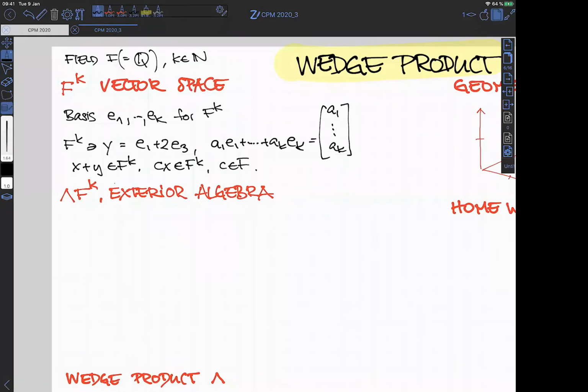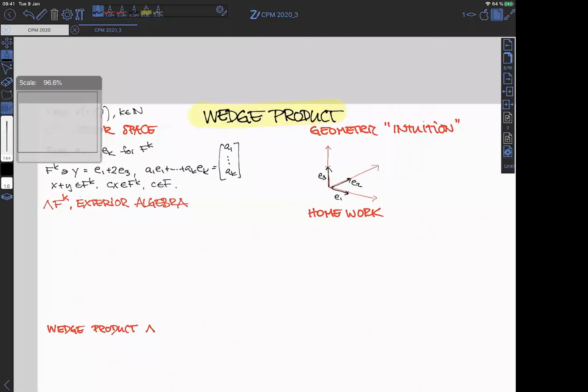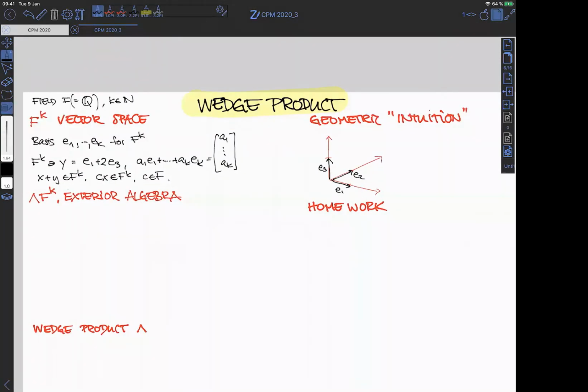Okay, this is all well known, and we have some kind of geometric intuition about these things even. So E3 we can view as something that points in a direction. And then my vector y, which I just defined, let's see if I can do this carefully, I promise points something like here.